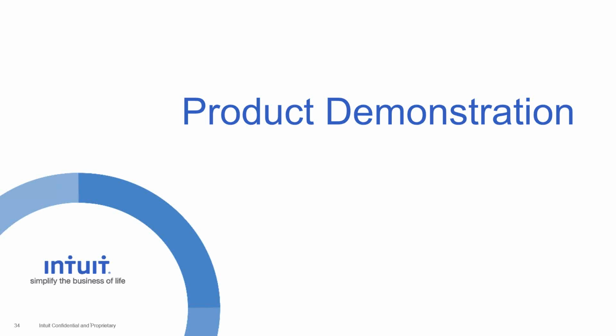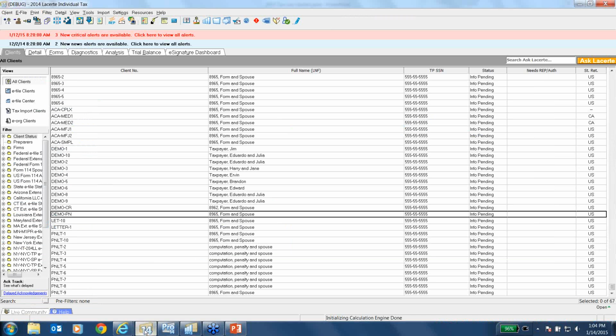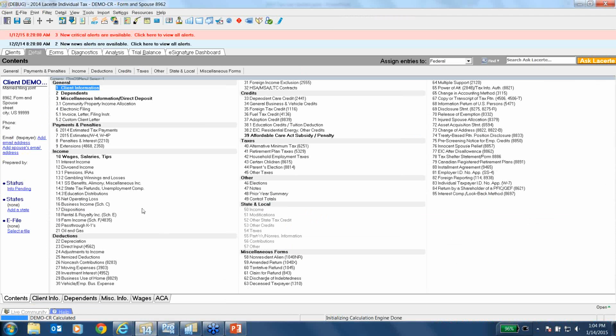Okay, now I'm going to take time out from the PowerPoint presentation and show you how these calculations are working in the tax products. So first we'll go into Lacerte here, and I'll show you the credit calculation. We have a pretty basic scenario.